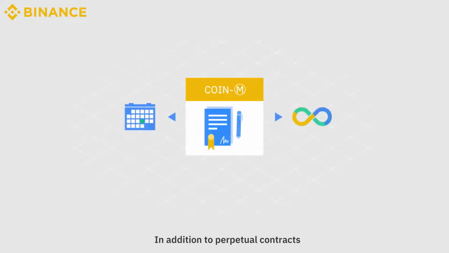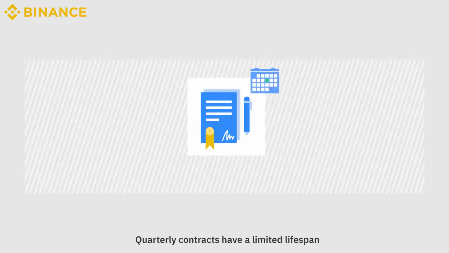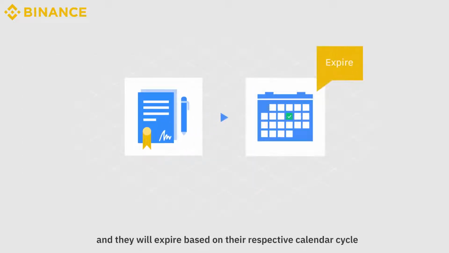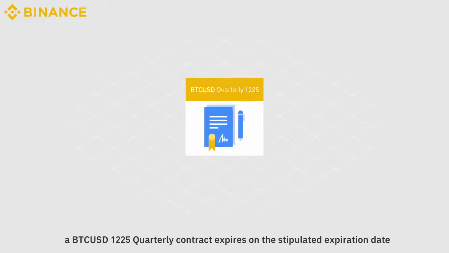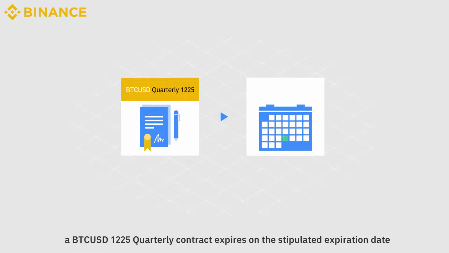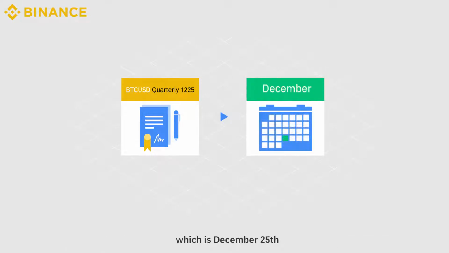In addition to perpetual contracts, Binance offers quarterly contracts, which offer a slight variation. Quarterly contracts have a limited lifespan, and they will expire based on their respective calendar cycle. For instance, a BTC USD December 25th quarterly contract expires on the stipulated expiration date, which is December 25th.